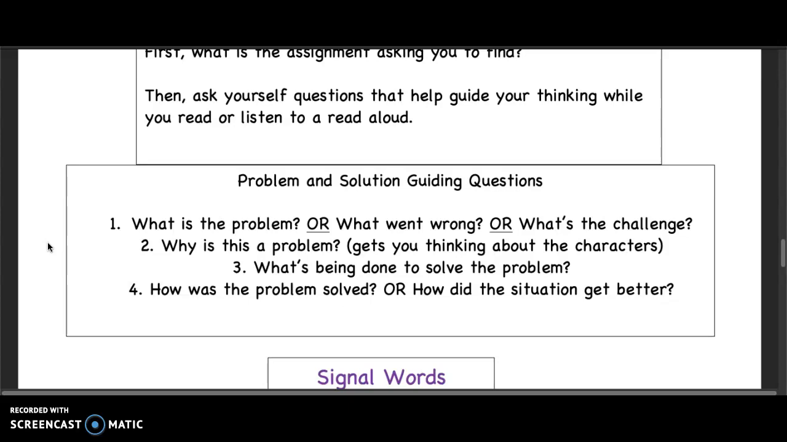But these include, what is the problem, or what went wrong, or what's the challenge, right? The second one I have here is, why is this a problem? This one really gets you thinking about the characters. Why is it a problem for your character? Next, what is being done to solve the problem? Are there actions being taken to find a solution? And fourth here, how was the problem solved, or how did the situation get better?